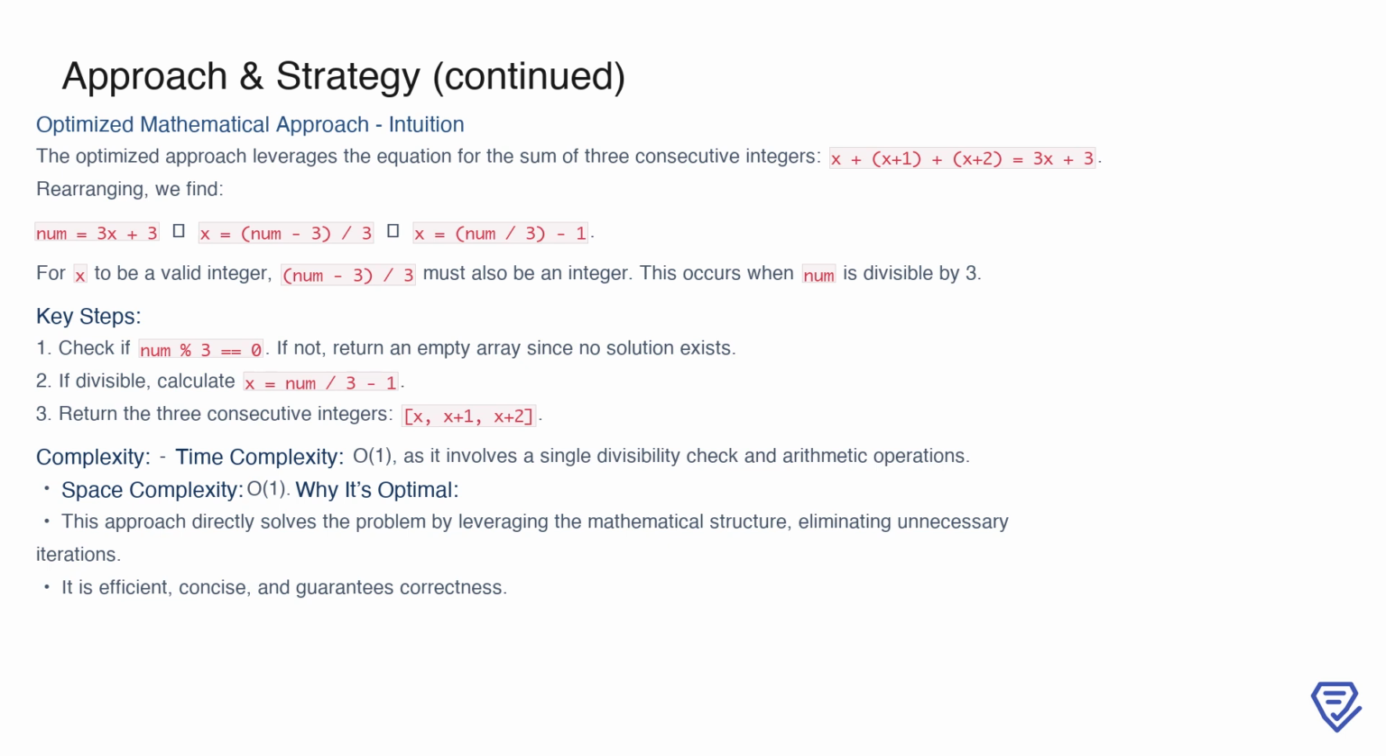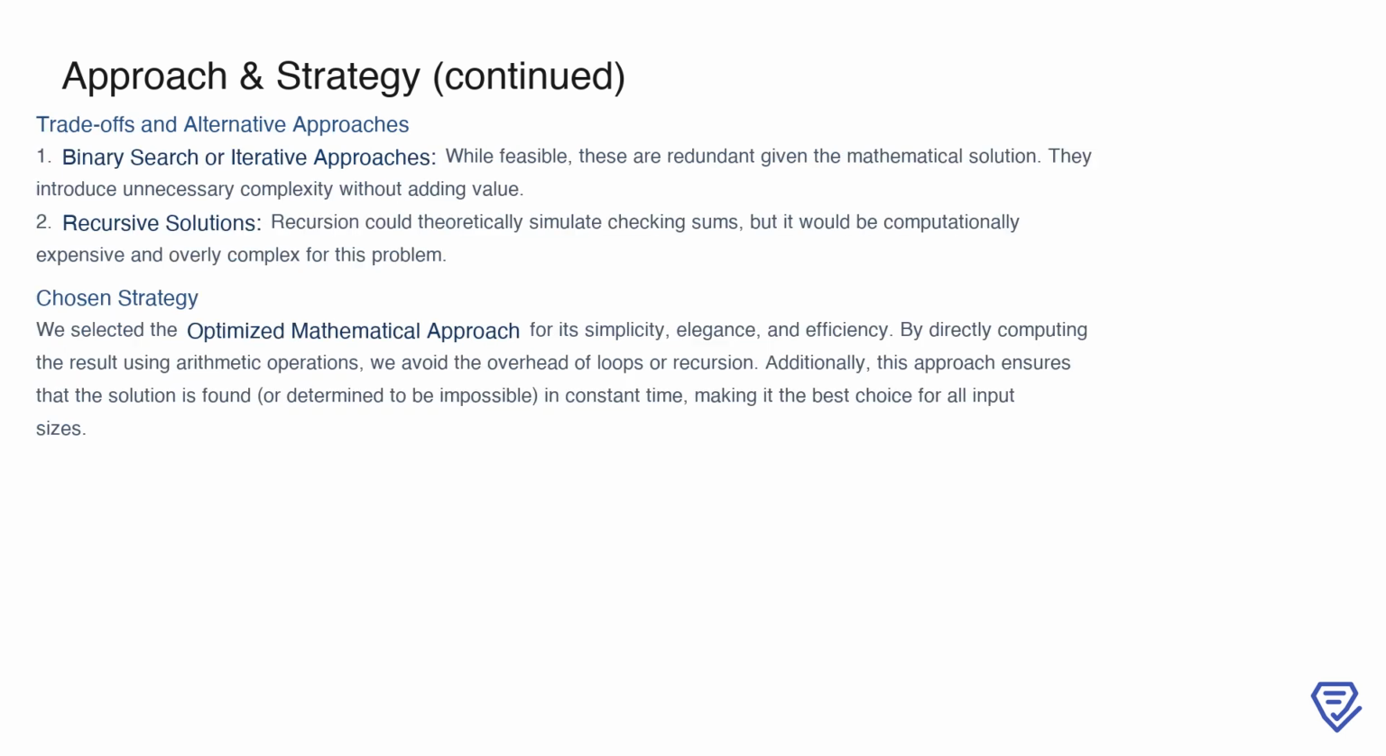The efficiency of this method is remarkable. The time complexity is O(1), as it involves a simple divisibility check and basic arithmetic operations, and the space complexity is also O(1), since no additional memory is used. This approach is optimal because it directly leverages the mathematical structure of the problem, eliminating unnecessary computations and ensuring correctness in a concise, efficient manner. When considering trade-offs and alternative approaches, we found that other methods, such as binary search or iterative techniques, were redundant in this context.